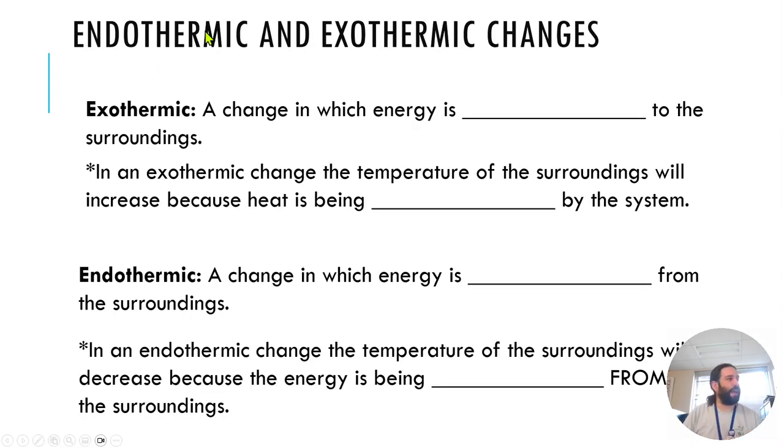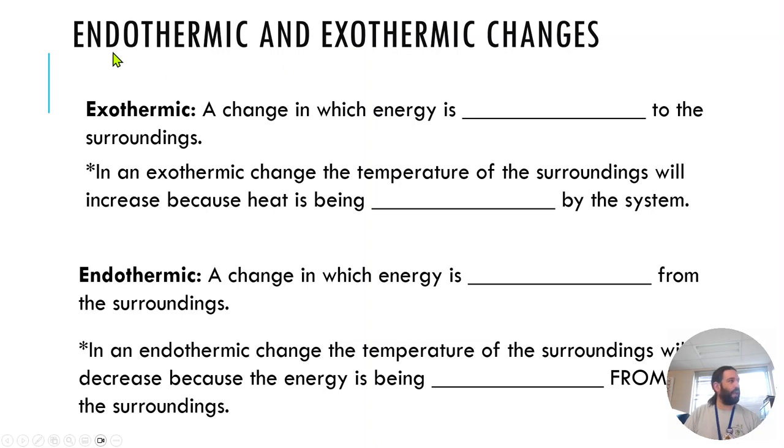So now let's talk about endo and exothermic changes. Thermic refers to thermal energy or heat. Endo means in, and exo means out. So an endothermic change is one in which heat must go into the system. And an exothermic change is one in which heat goes out.